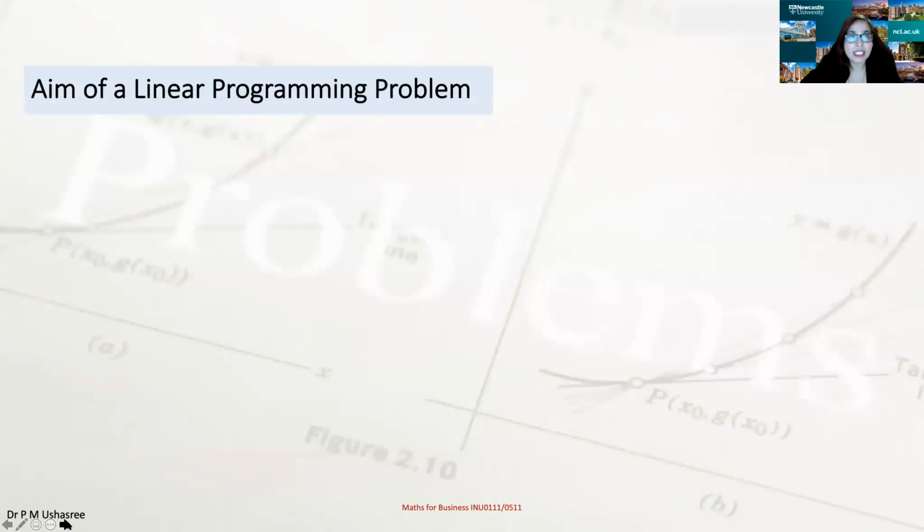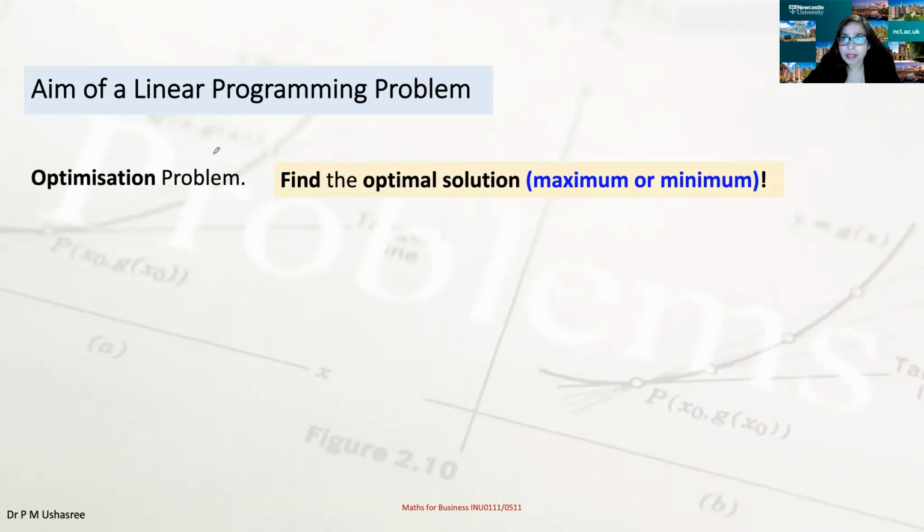To solve such linear programming problems, you need to understand that these types of problems are nothing but optimization problems. Here you find the optimal solution. It could be maximum or minimum. In our case, it's a maximum profit. That is the maximum optimal solution you're going to find.